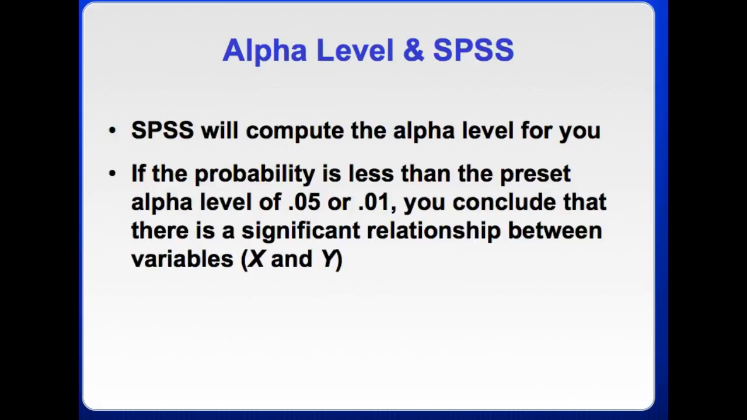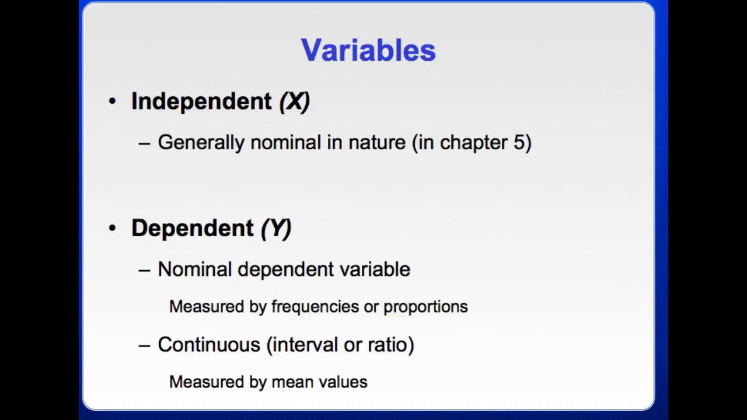Alpha level and SPSS. SPSS will compute the alpha level for you. If the probability is less than the preset alpha level, 0.05 or 0.01, you conclude there's a significant relationship between the variables. Your variables: you have an independent, which is x, generally nominal in nature, which means number. And then you have your dependent, y, which is a nominal dependent variable measured by frequencies or proportions, or it's continuous, an interval or ratio measured by mean values.